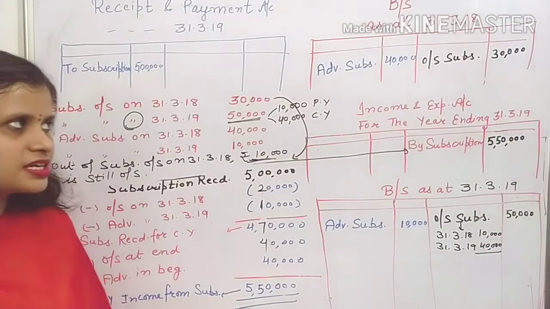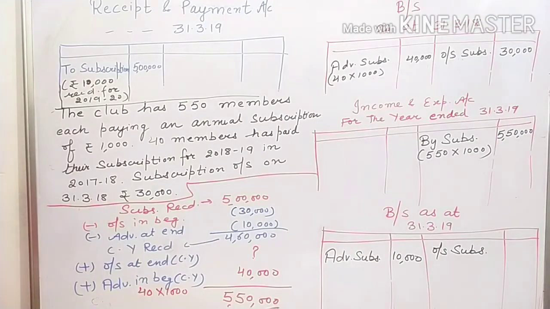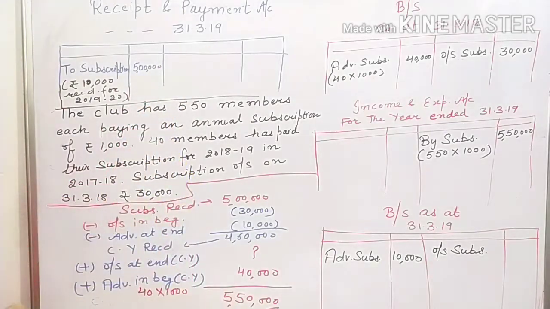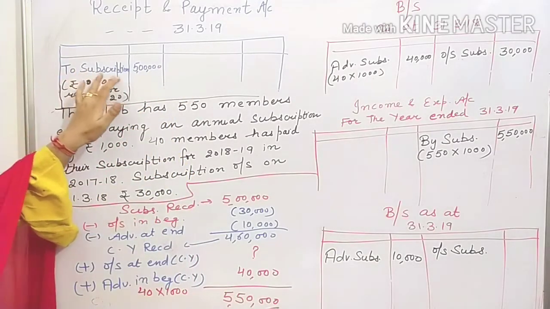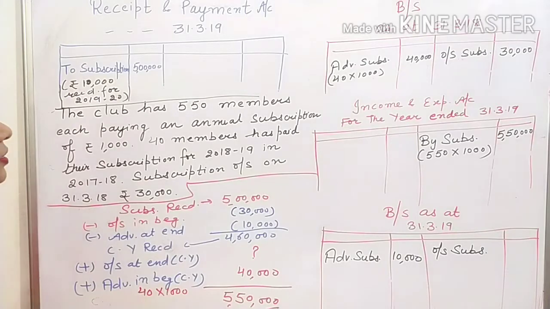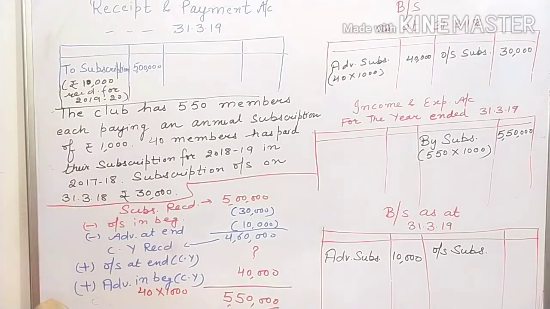Now let us discuss one more example when you will be given number of members along with the annual subscription. Then how will you solve the question? One more example now. Just go through the statement. Receipt and payment account for the year 31st March 2019. Total subscription received 5 lakh and out of this amount rupees 10,000 has been received for 2019-20. The club has 550 members, each paying an annual subscription of rupees 1,000.